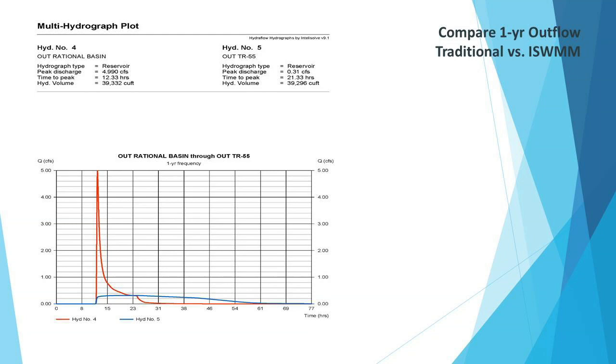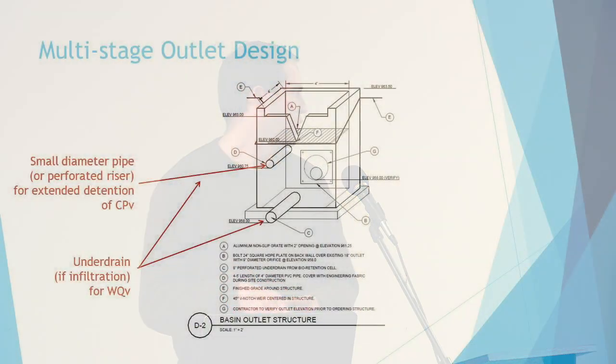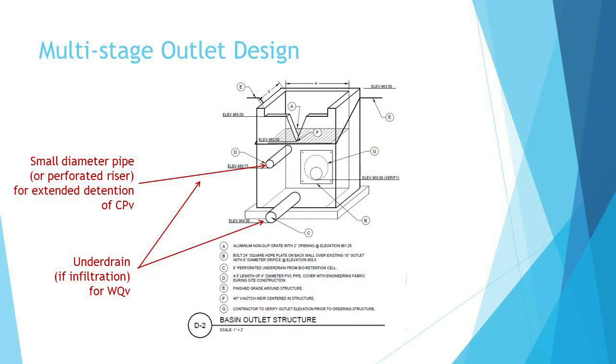But what that is going to result in is we're not going to have that one-size-fits-all outlet pipe anymore, because you have to have a really restrictive outlet to manage this one-year storm. So we're going to have more of this multi-stage outlet design. If we have a practice like a bioretention cell that manages that water quality volume, we calculated that volume, we figure out the footprint we need, and it percolates down into the ground, we may have an underdrain that picks up that runoff after it's gone through the ground.